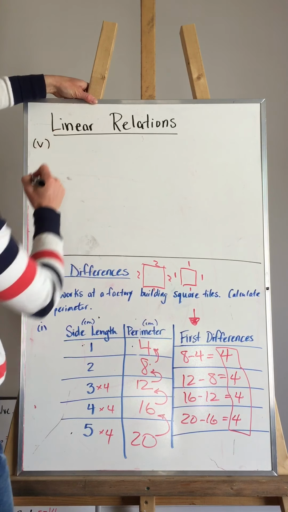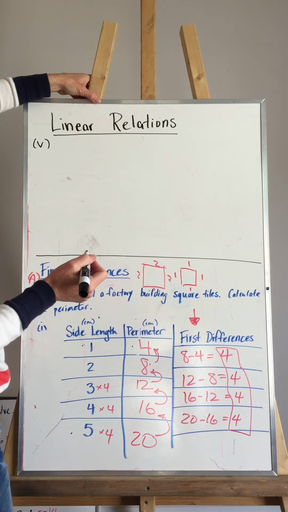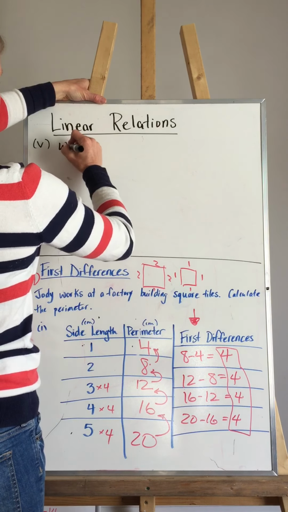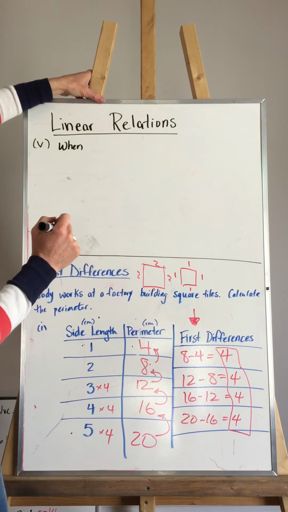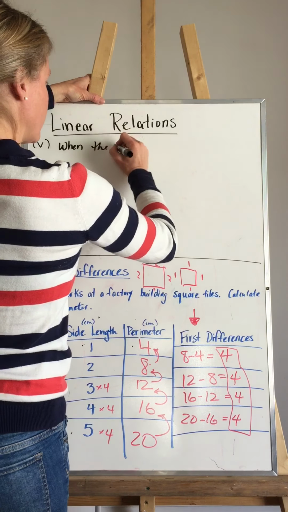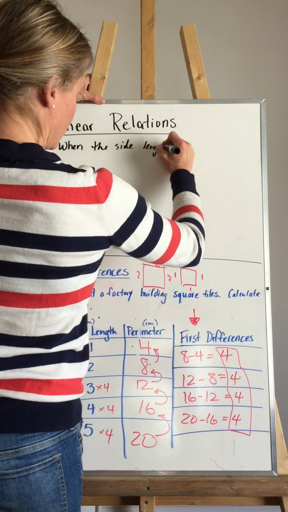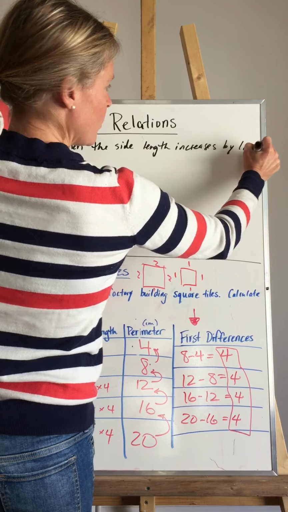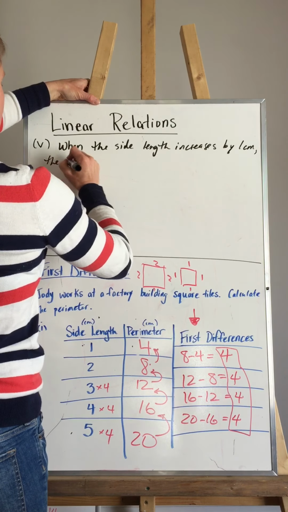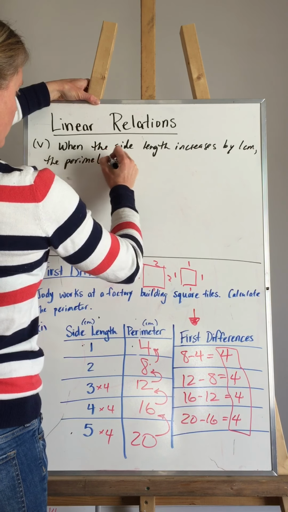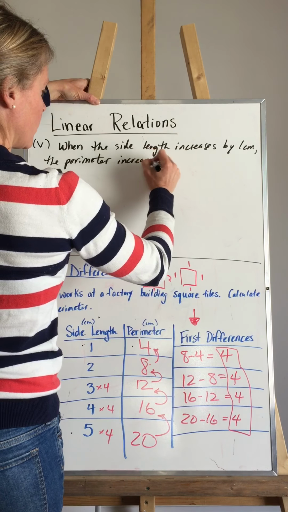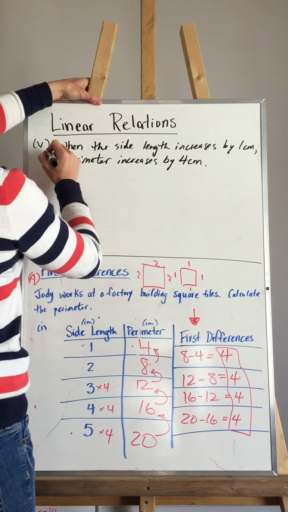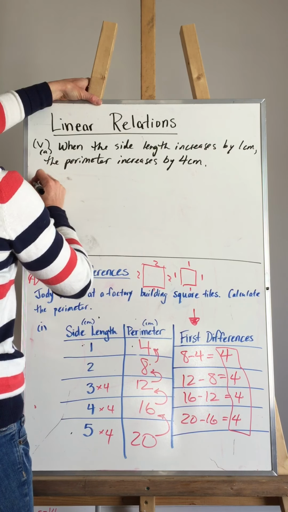So this is from 5. It says, when the side length increases by 1 centimeter, the perimeter increases by, we know, 4. So I'll just write it all out, especially for those that aren't able to print it off. So when the side length increases by 1 centimeter, the perimeter increases by 4 centimeters. Okay, and so that's A. You'll notice some of these questions are a little bit repetitive.